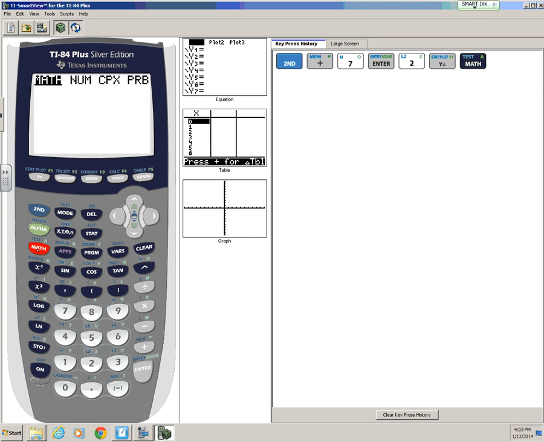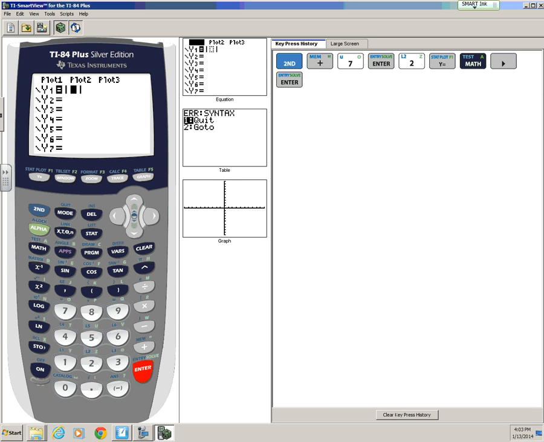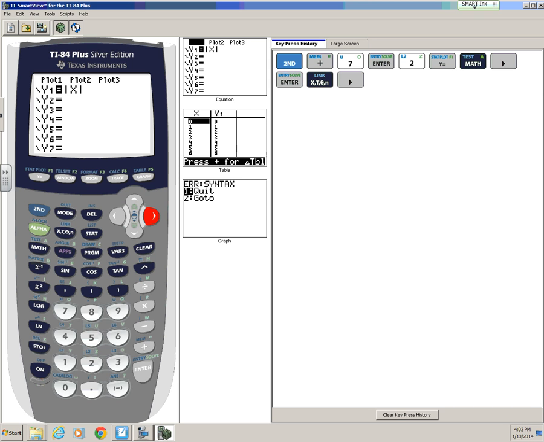Under math, over to number, ABS is absolute value. I want the absolute value of x. I don't want to be in there anymore, so I arrow over, and I want to subtract 2 from that. So I'm looking for the absolute value of x minus 2.